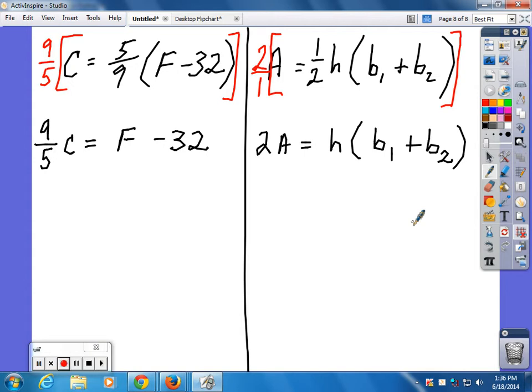So you really don't get rid of the fraction anymore? Yeah. You get rid of it where you're solving for. Okay. That's what you're trying to do. You don't want the fraction where you're solving for it.